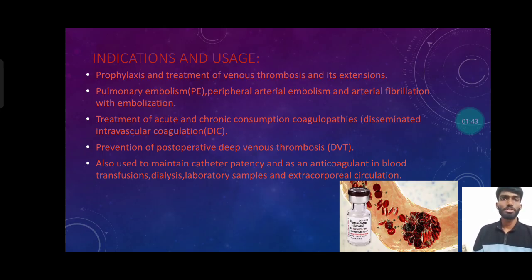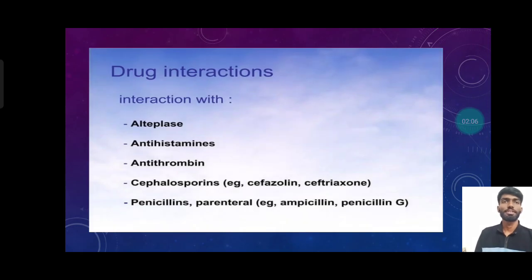with embolization. Treatment of acute and chronic consumption coagulopathies, that is disseminated intravascular coagulation (DIC). Prevention of post-operative deep venous thrombosis, basically known as DVT. Also used to maintain catheter patency and as an anticoagulant in blood transfusion, dialysis, laboratory samples and extracorporeal circulation.